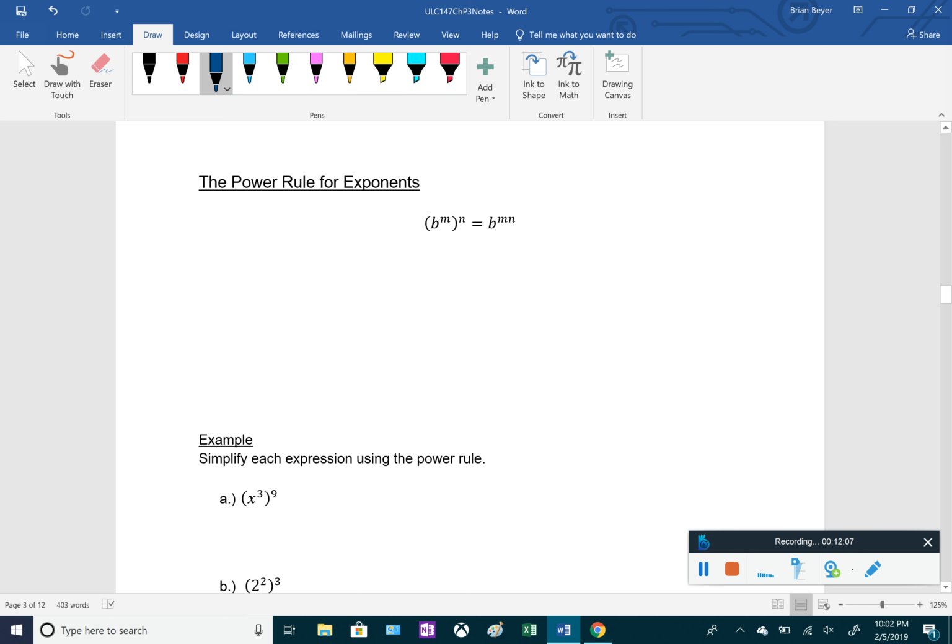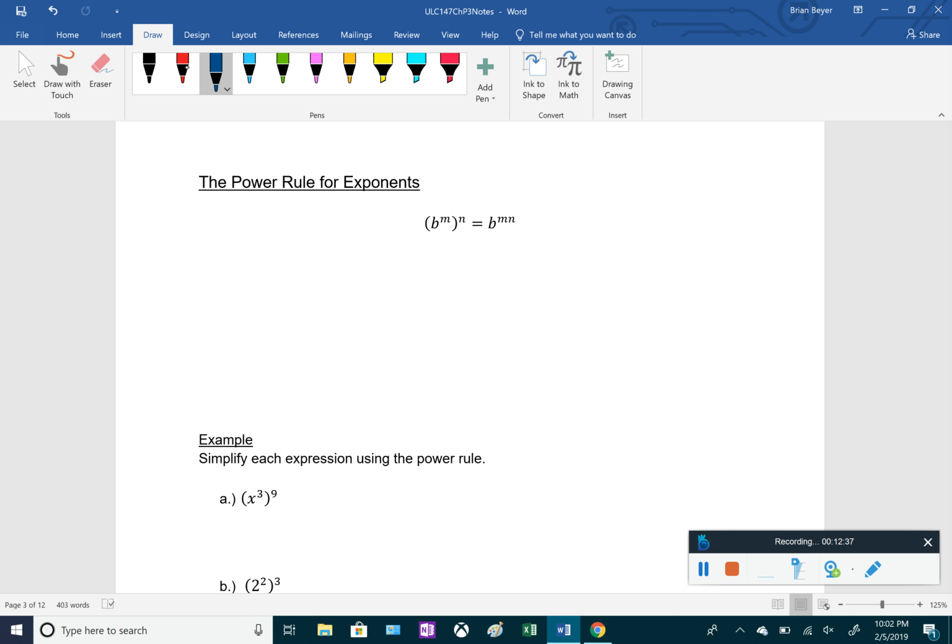Okay, so a couple more rules here, I think. So the next one is the power rule. We got about 2 more. So the power rule is going to be when a term that already has an exponent is raised to another exponent. So essentially it's power to a power. So if we have b to the m and then raised to the nth, what that means is we multiply exponents. So it'd be b to the m times n.